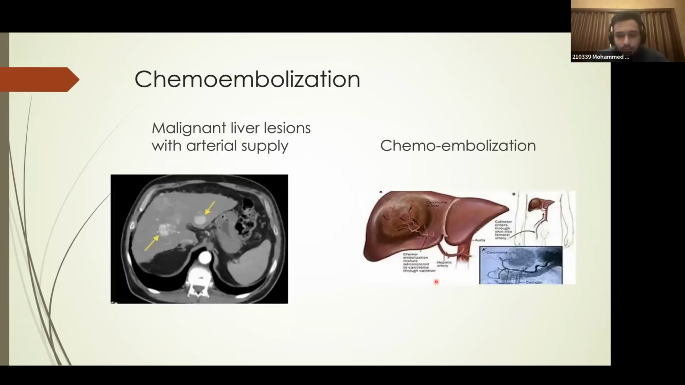Now, the same thing, that's the basic concept of chemoembolization. Similar exact thing, you might need it for malignant liver lesions with arterial supply. Basically, you do the exact same thing. However, you give very targeted chemotherapy that will target that lesion in the liver, or the malignant lesion. At the same time, you cut off the blood supply. That's basically all that this is. Okay, it's a very straightforward concept here.